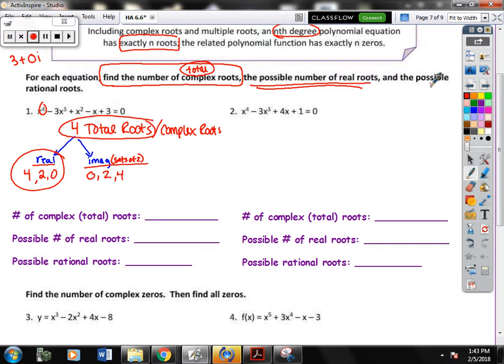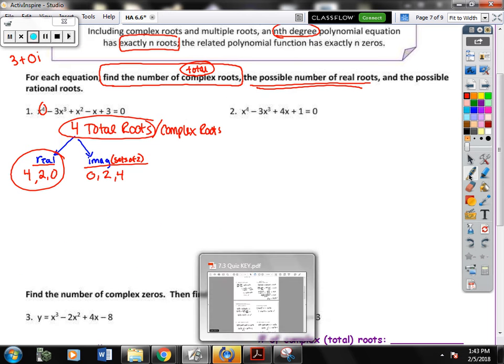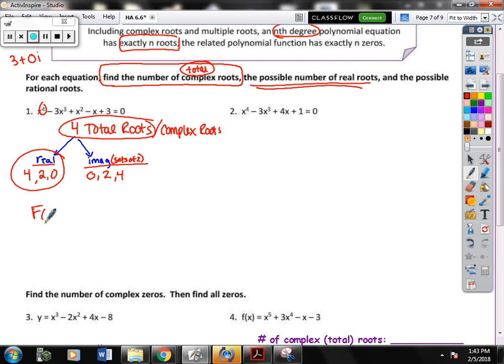Part 3 is find the possible rational roots. Now the possible rational roots are what we did before, which are the factors of the last term over factors of the first term. So factors of 3 over factors of 1. So our possible rational roots are positive and negative 1, and positive and negative 3.